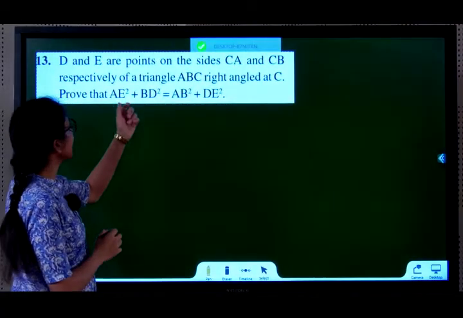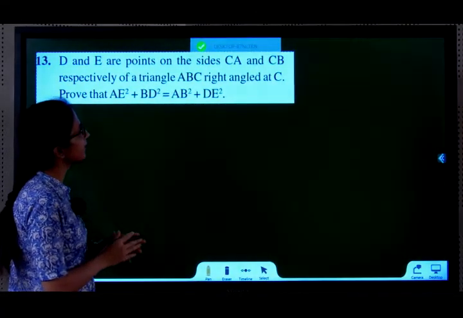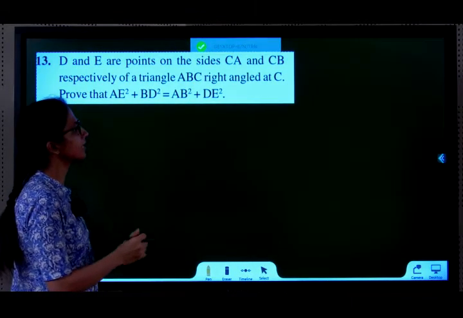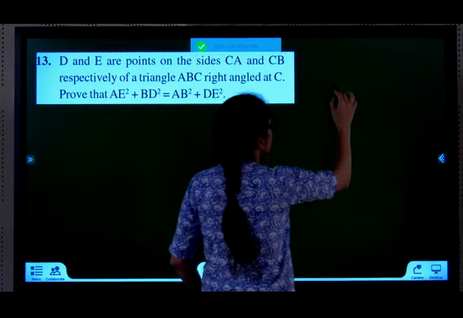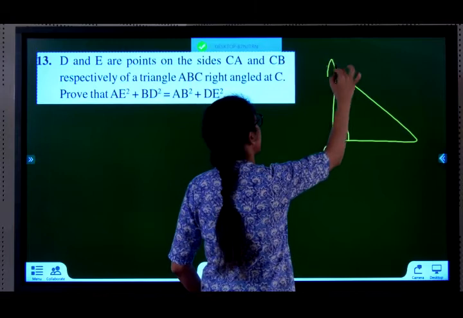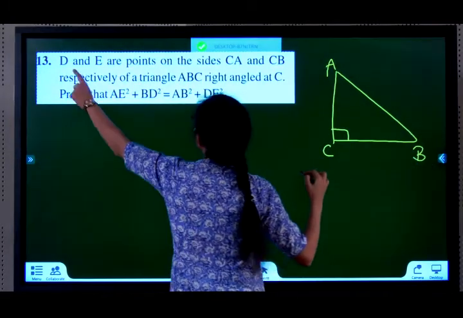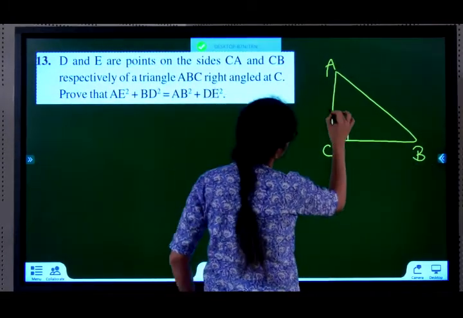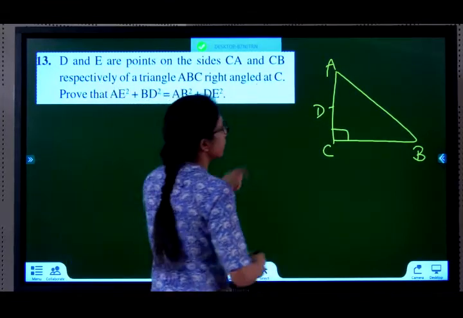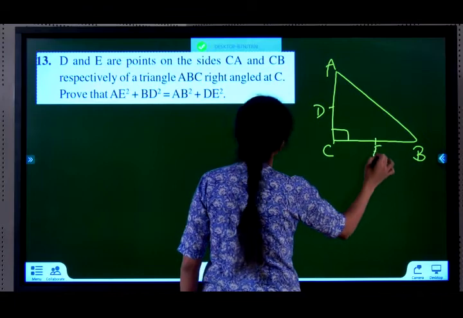13th one, D and E are points on the sides CA and CB respectively of a triangle ABC right angled at C. So we have a right triangle that is right angled at C. The triangle's name is ABC. D is a point on CA. So take a point on CA. Also, E is a point on CB. So take another point on CB.